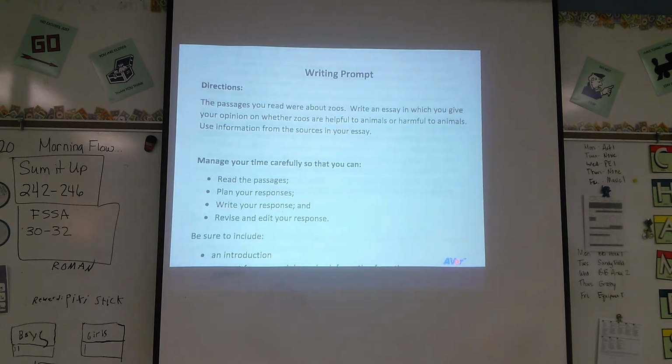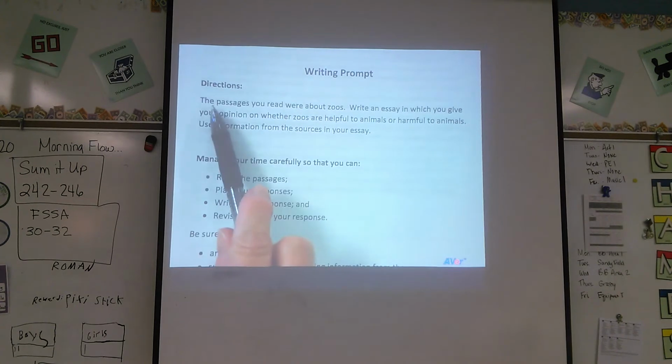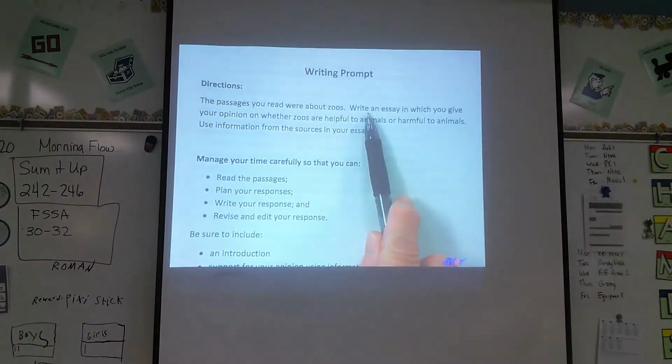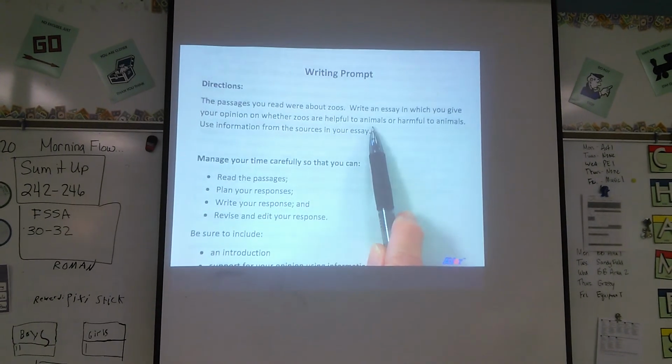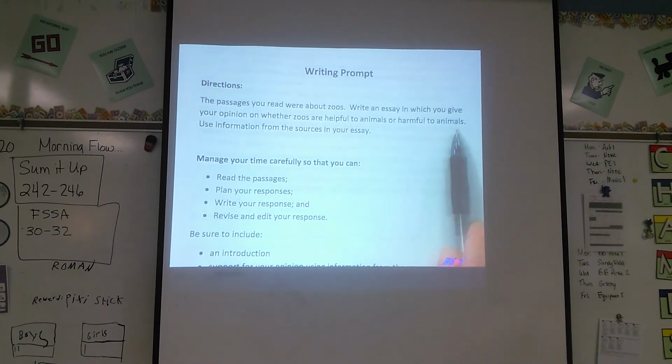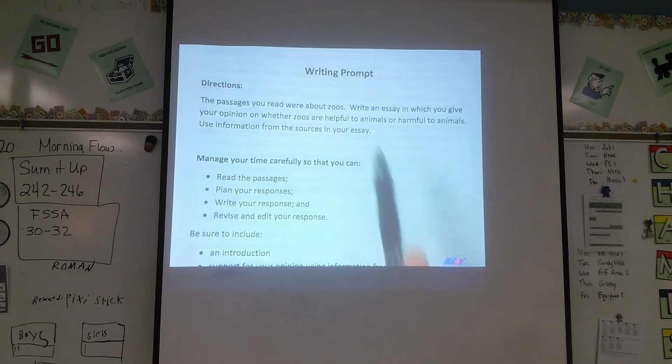All right, good. Okay, so it says, the passages you read were about zoos. Write an essay in which you give your opinion on whether zoos are helpful to animals or harmful to animals. Use information from the sources in your essay. So there are really just two possible thesis statements. Can somebody give me an example of one of them? Emma? Zoos are harmful to animals. What's the other one, Sean? Zoos are helpful to animals.